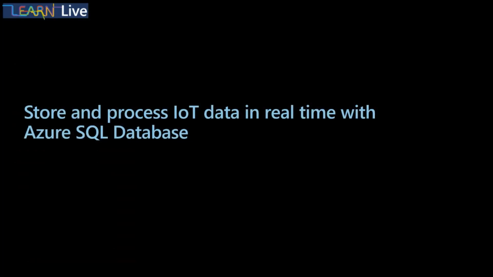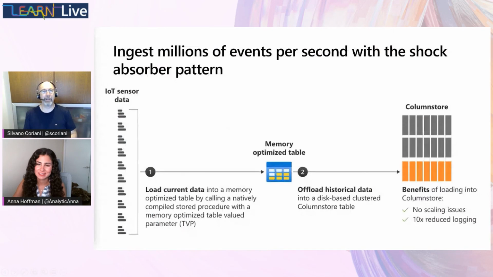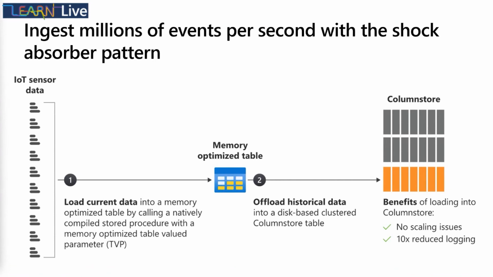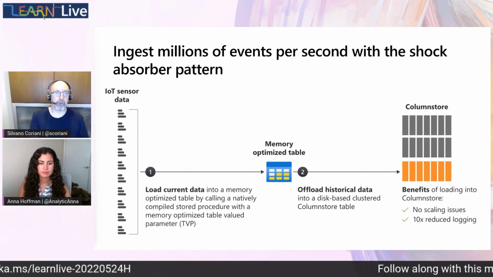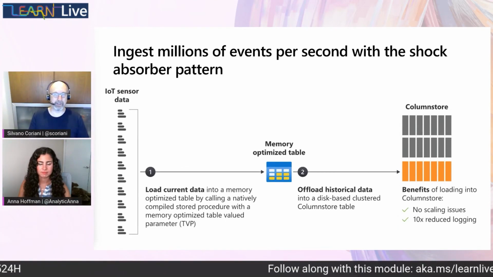Now we're going to explore something really cool, actually. I learned a ton from Silvano about how to do this really efficiently at scale. So Silvano, why don't you take us through it? Yeah, absolutely. We mentioned that we think Azure SQL Database is the right solution for these warm path requirements. And one common pattern that we have seen across a bunch of customer projects is this idea of having a shock absorber in front of our database tables.